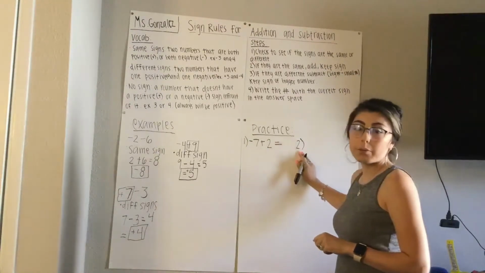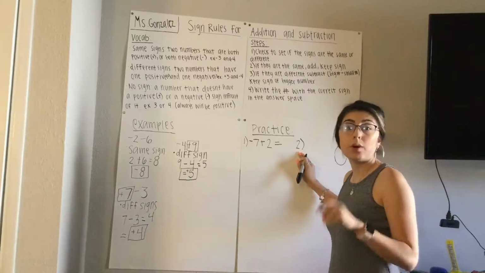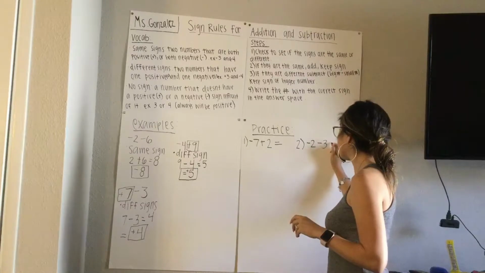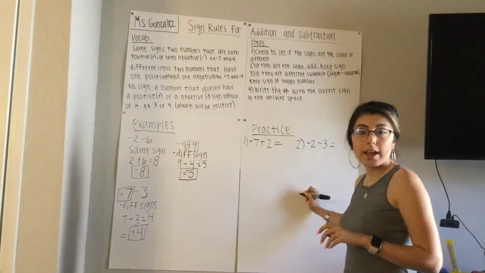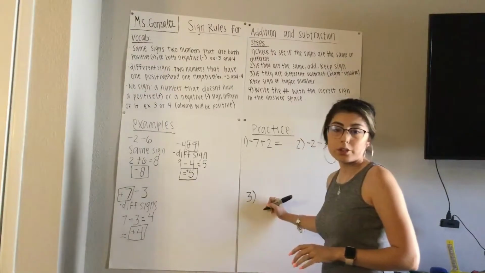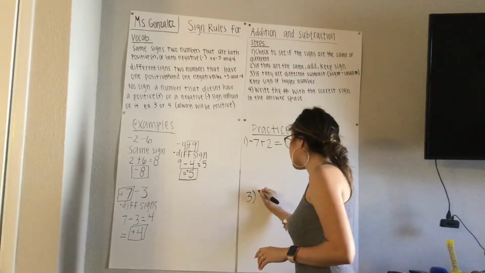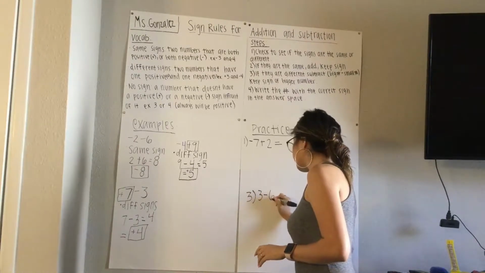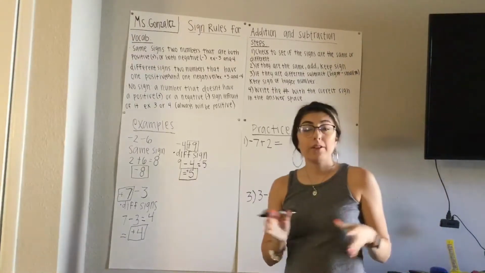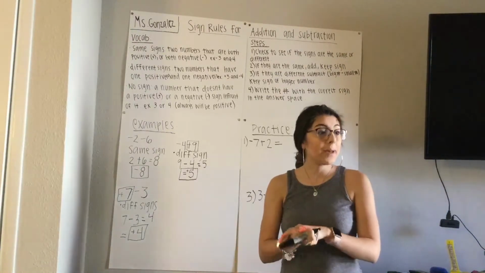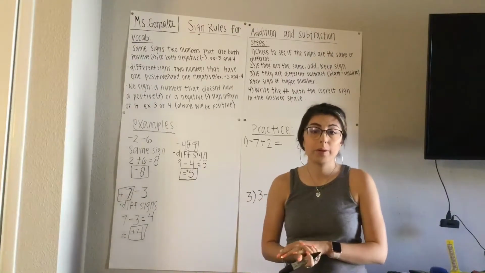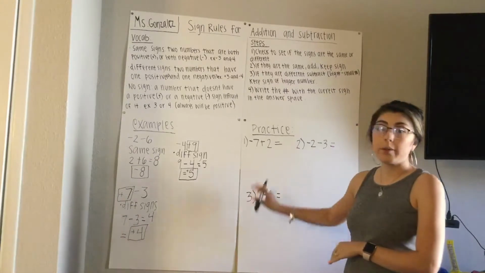Our second problem, we're going to have -2 minus 3. The next one will be 3 minus 6. Alright, so again, I'm going to go ahead and give you 15 minutes. Okay, so now that 15 minutes have passed, we're going to go over these problems here on the board. Let's go over number 1.